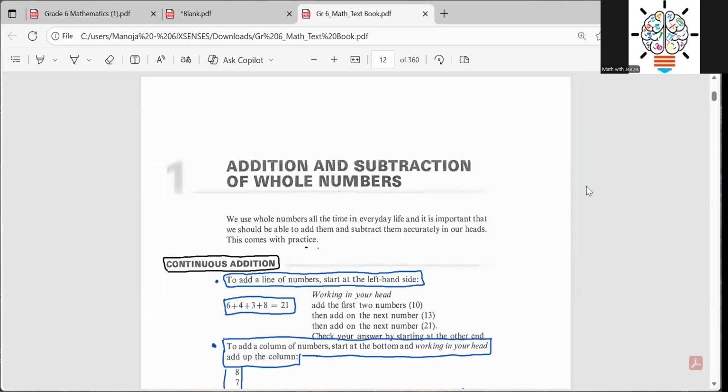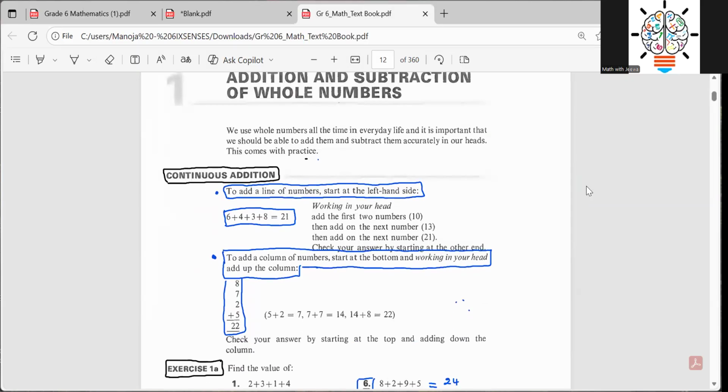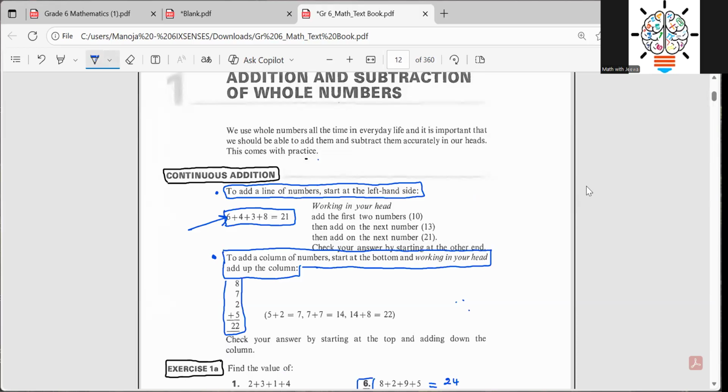If you can remember the theory, when you have something like this, keep this in your mind, children. If they have given it as a line, you start from the left hand side. So how do you do that? You start from this: 6 plus 4, 10, 10 plus 3, 13, 13 plus 8, 21. That is how we do it, okay?